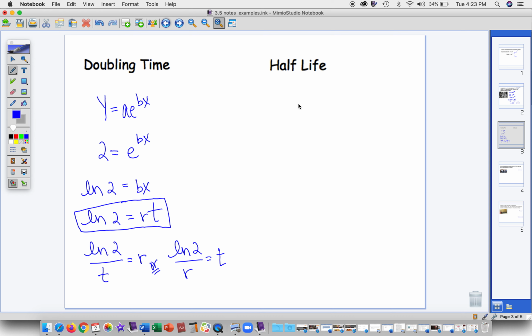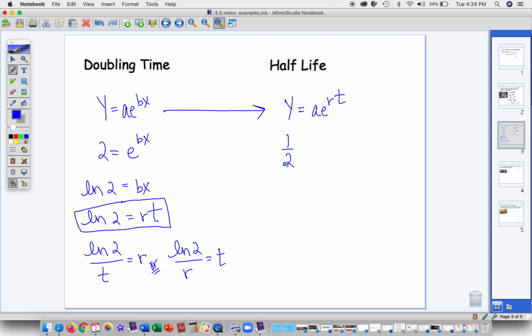Half-life is a very similar concept. Again, we're using that model: y equals a e to the rt. But this time, half-life is the amount of time required for a substance to decrease by half. So that means our end result is a half of whatever a starts with. If we started with 100 grams of something, the end amount would be 50. So now it's a 2-to-1 ratio in the other direction.